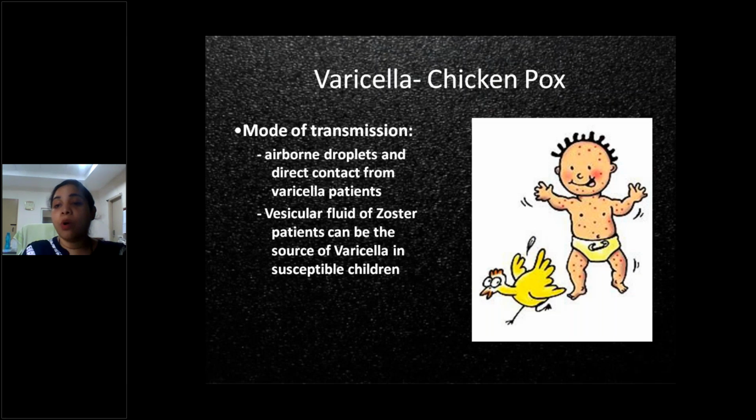Next one, mode of transmission. How does a person get infected with varicella? Airborne droplets and direct contact with a varicella patient, vesicular fluid, or a zoster patient can be the source of varicella in susceptible children.